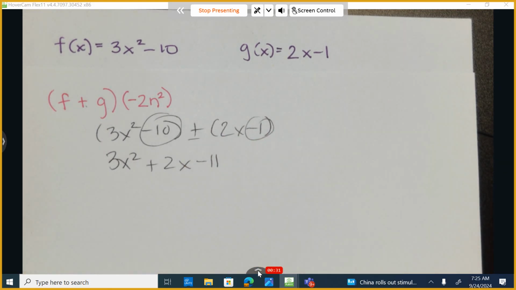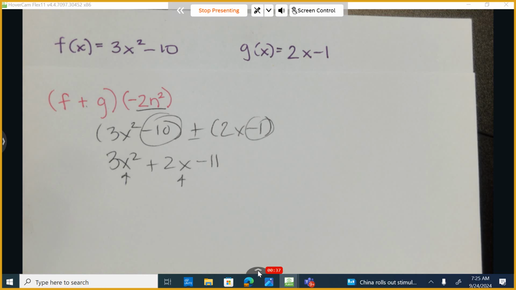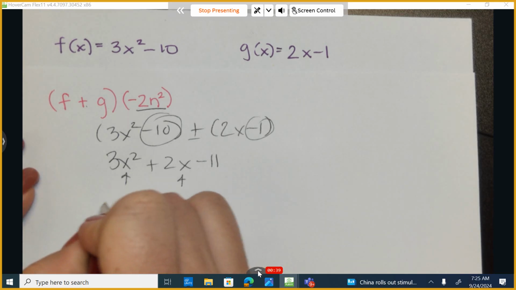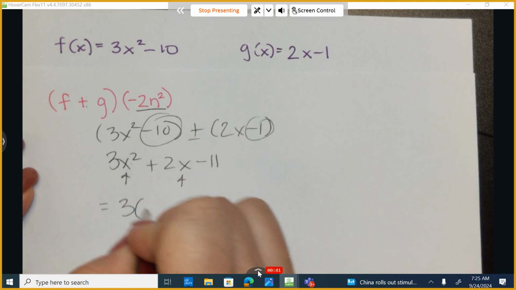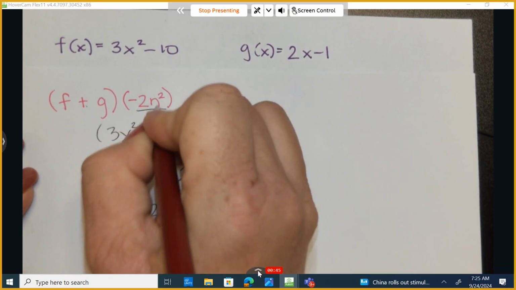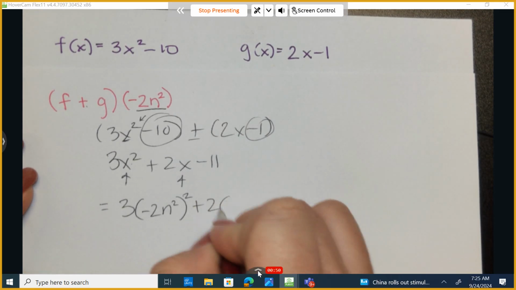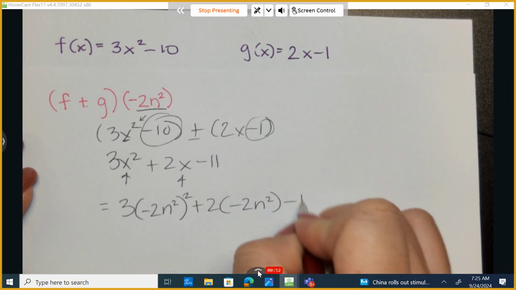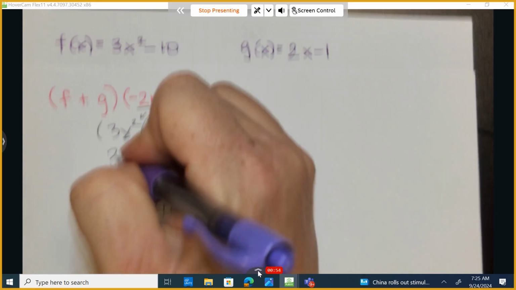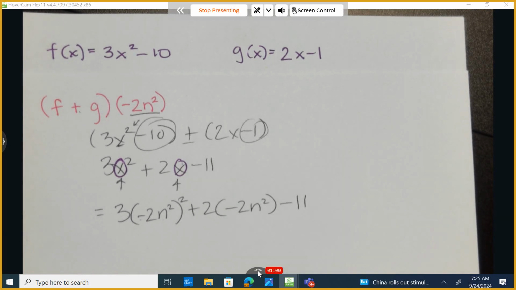Once I've done that, I'm going to locate where the variable x is, and I'm going to replace the variable x with the quantity negative 2n squared. So I have 3 times, and now in this position is negative 2n squared. Make sure that we place a square on the outside, plus 2 times negative 2n squared minus 11. So I literally have taken, and I'm going to circle, these two positions and replaced them with the quantity negative 2n squared in both spots.